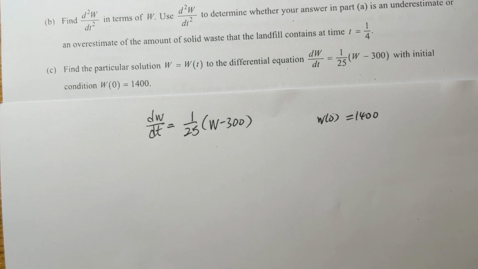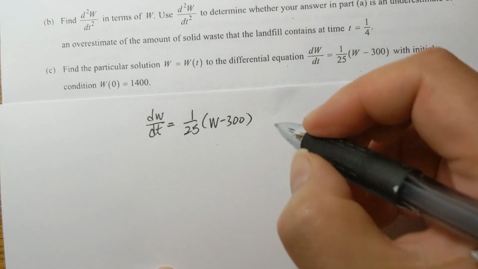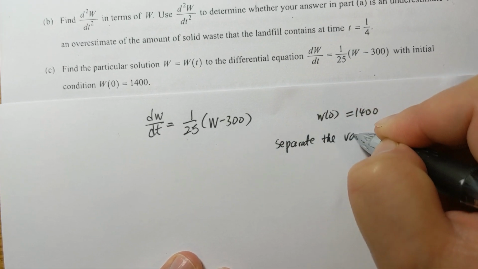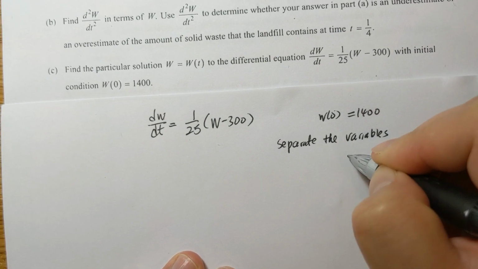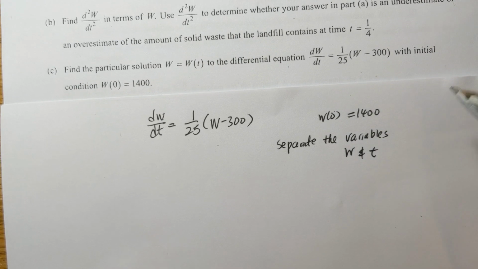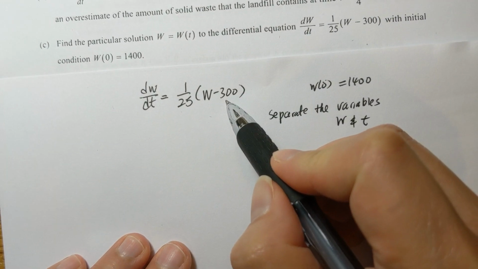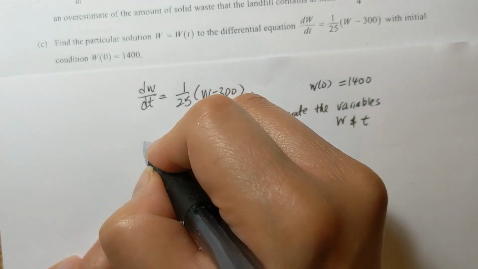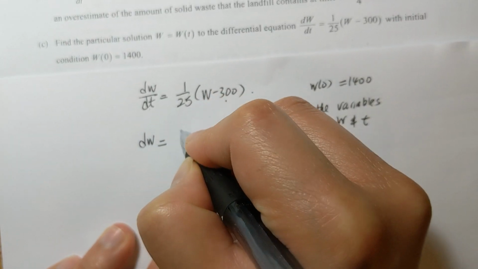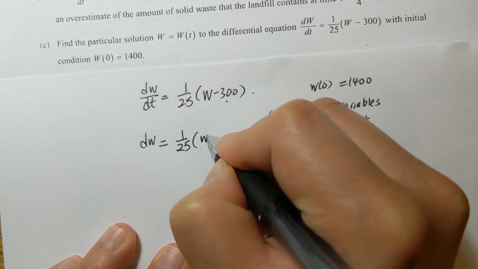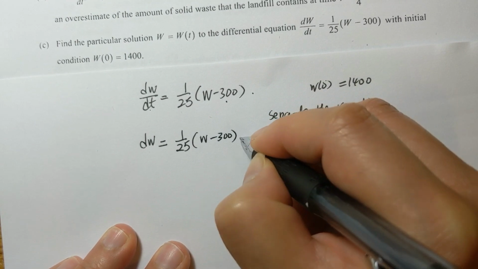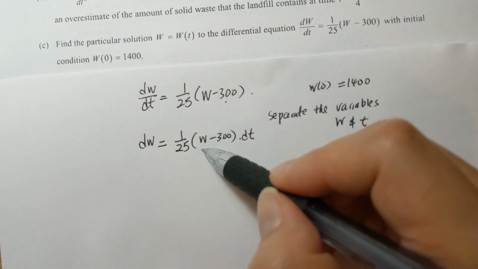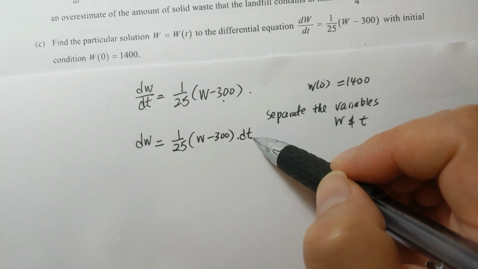So we have to separate the variables. Okay, step number 1, separate the variables. In this case, only W and t. I have a W over here. It cannot be here if you multiply the dt to this side. So we get dW equal to 1/25. Okay, so we multiply the dt, and I still have W minus 300 over here.